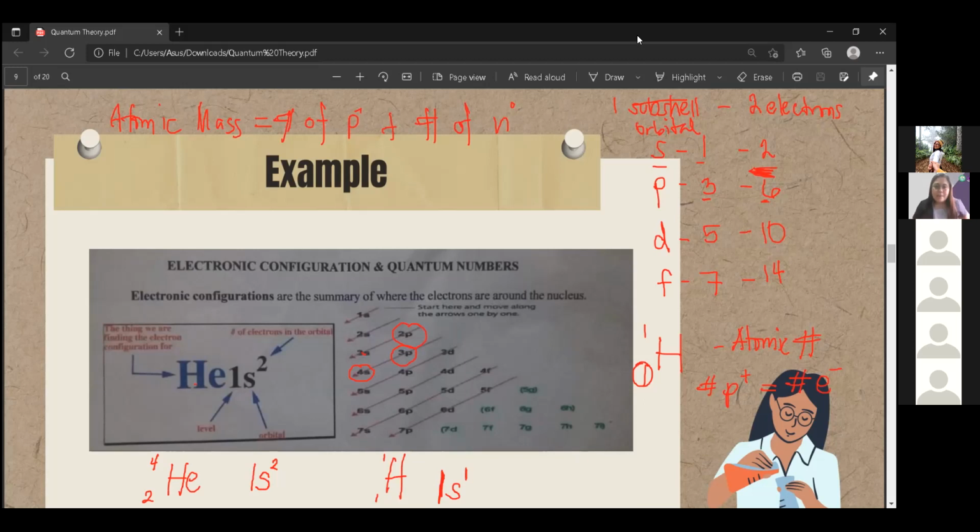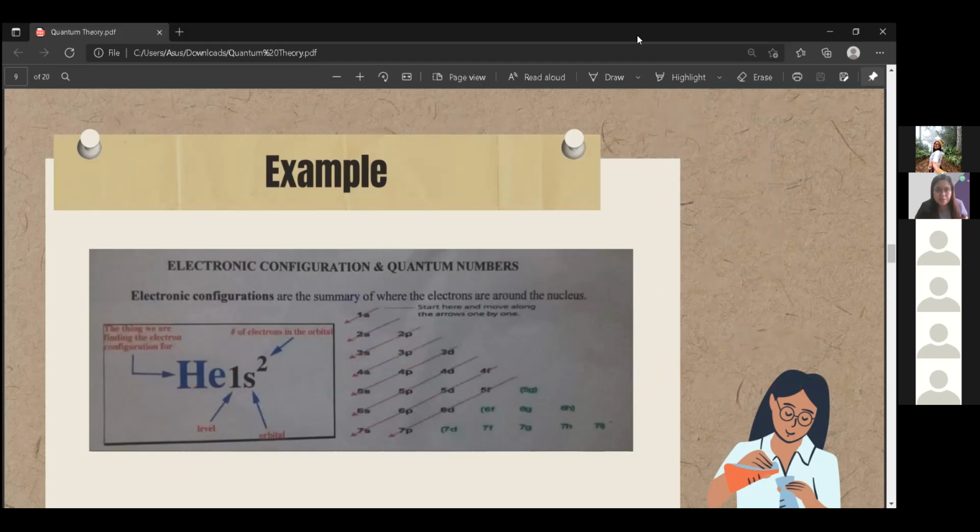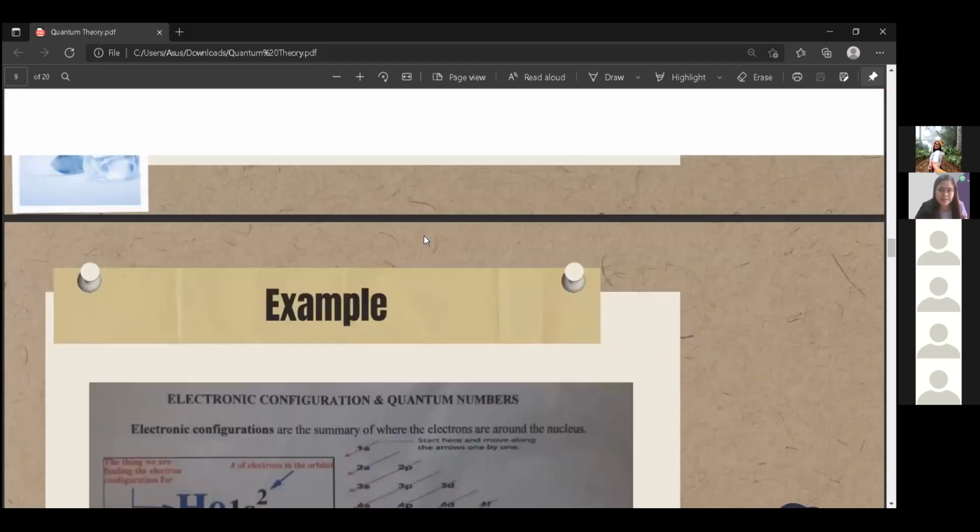Questions, class, about this? Wala. We will answer later the given para ma-practice natin yung electron configuration. But let's move on to the quantum numbers.